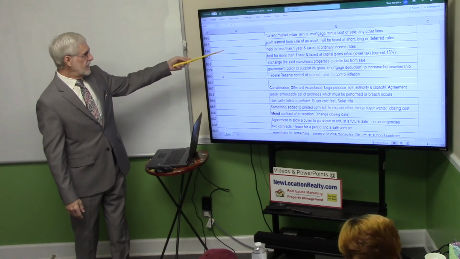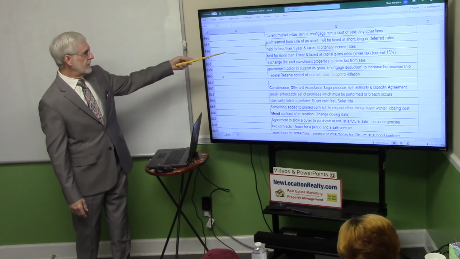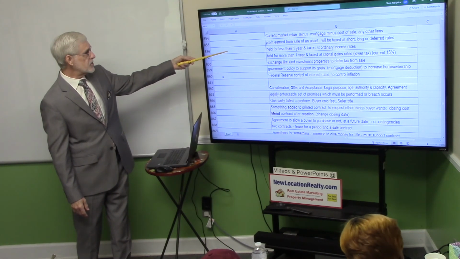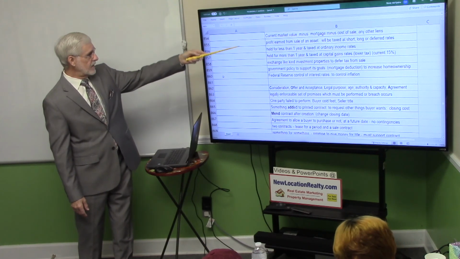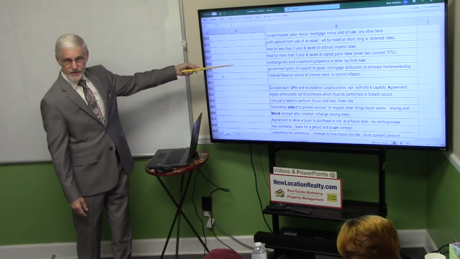So, okay, got that? Helpful lesson? Yeah, okay, that's short-term capital gains, and that's long-term capital gains. Exchange for like kind, that's our deferred, that's a 1031.